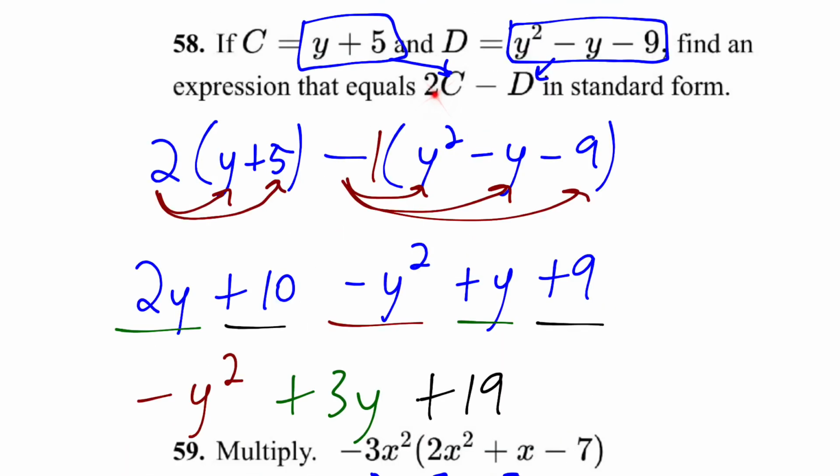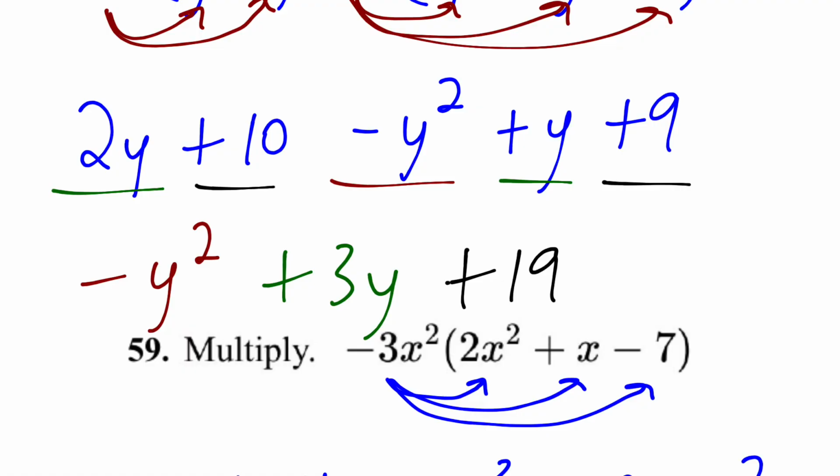58, I take 2 times this expression, y plus 5, and I subtract from that this entire expression, y squared minus y minus 9. So the setup is key. I will distribute my 2. I get 2y plus 10. Don't forget that it's 2 times 5 also. And I distribute this like it's a negative 1. So negative 1 times y squared, negative 1 times negative y, which turns into positive, negative 1 times negative 9, which turns into positive. Next up, I just combine like terms. I do the y squareds first. There's only one. I bring it down. I see 2y plus 1y is 3y. 10 plus 9 is 19.